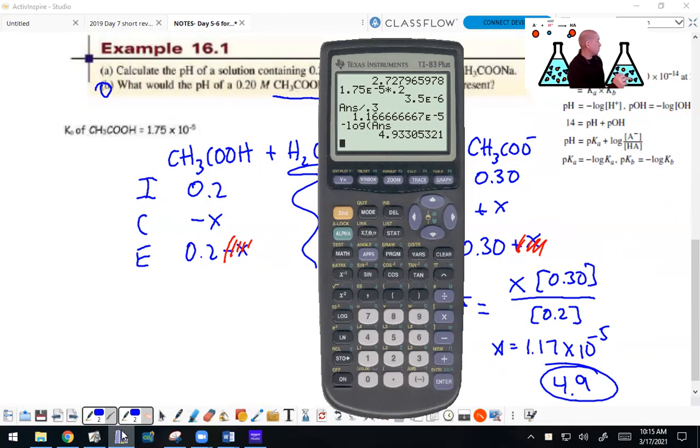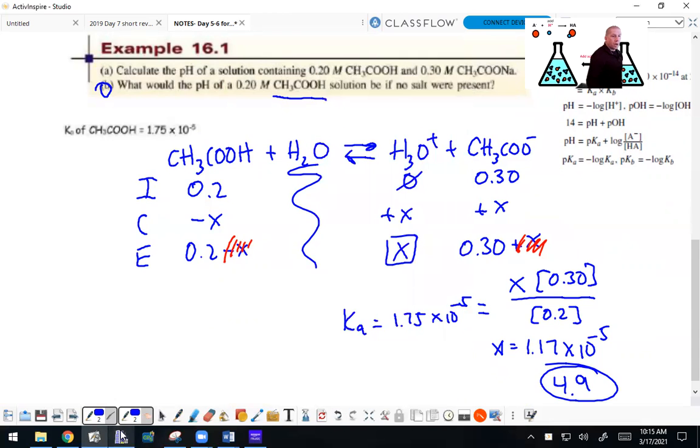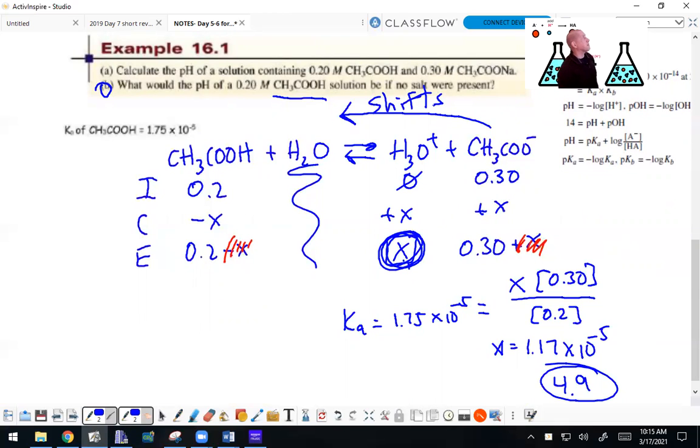So you can see with the addition of the common ion, the pH went way up. It was 2 point something before. Now it's 4 point something. Why? Well, because the concentration of the H3O plus is reduced by the common ion as this thing shifts the equilibrium back to the left so that we equal K. All right, so that's the new part of this. So this addition of a common ion.